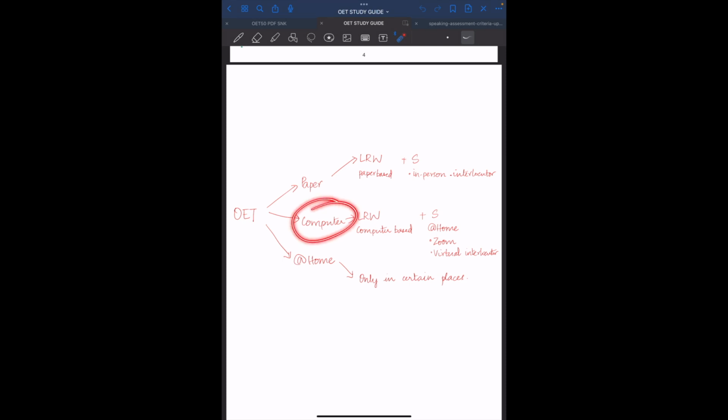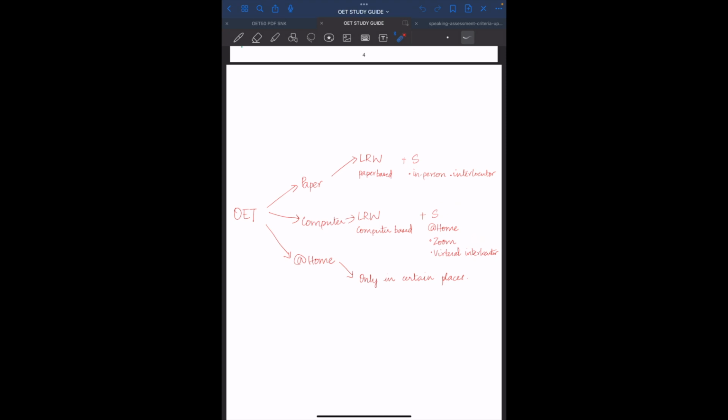Versus OET on computer, which is what I picked. The listening, reading, and writing is computer-based at a Prometric center, similar to how you gave your USMLE Step 1 and Step 2 or Step 2 CK. It's MCQ based, you will be selecting the answers, and for the writing subtest, you will be typing. And then when you finish that, for the speaking subtest, you come back home or to a chosen location. It's on Zoom with a virtual interlocutor. I'm going to talk about an amazing advantage of doing this coming in a few minutes.